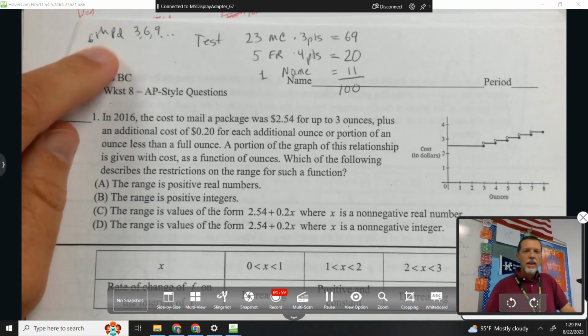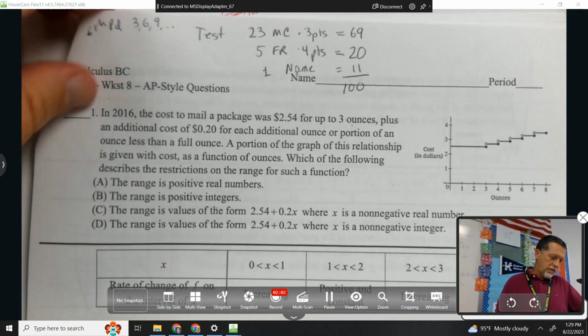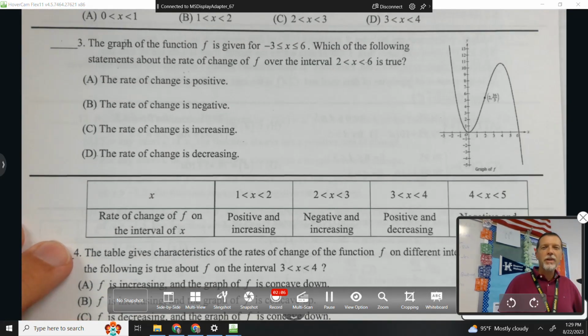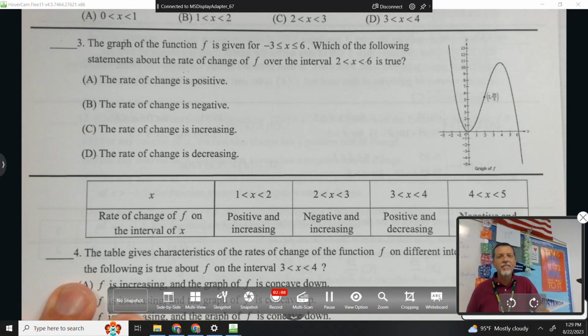All right. 3, 6, 9, 12. Do you know Mr. Wolf's middle name? Did we talk about that? Yeah. It is Rex. It's a trick question.